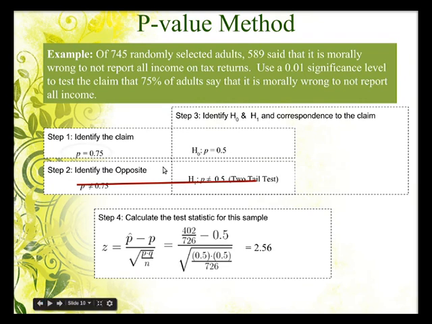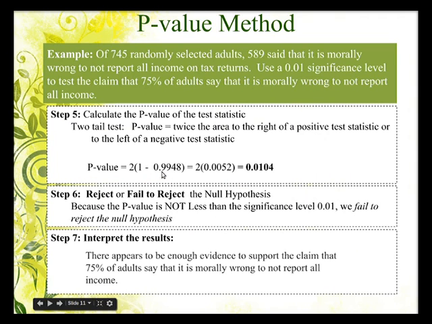Since we failed to reject the null hypothesis, I'll cross out the alternative hypothesis. But that means, in this case, we are essentially supporting the claim, since we are crossing out the opposite. So there does appear to be enough evidence to support the claim that 75% of adults say that it is morally wrong to not report all income.